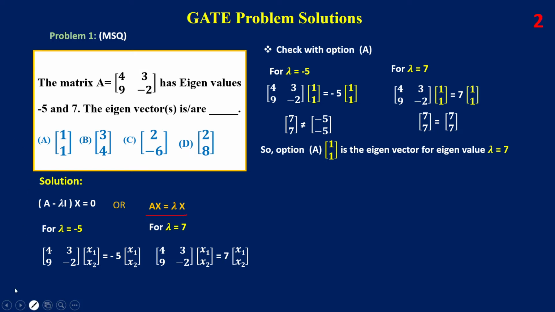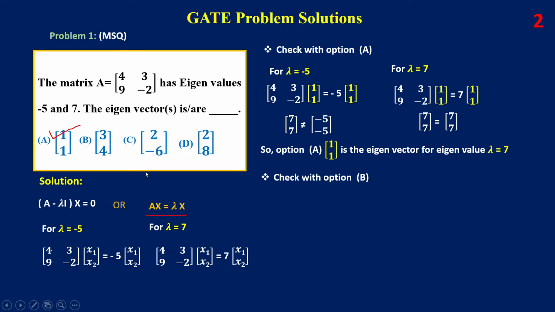We found one option, option A. Let me check with option B. Already we found the eigenvector for eigenvalue lambda equal to 7, so then we can check with eigenvalue lambda equal to minus 5 only. Let me check with option B.